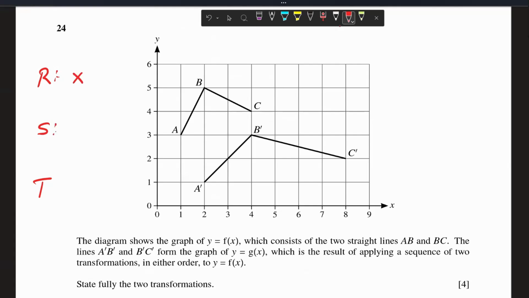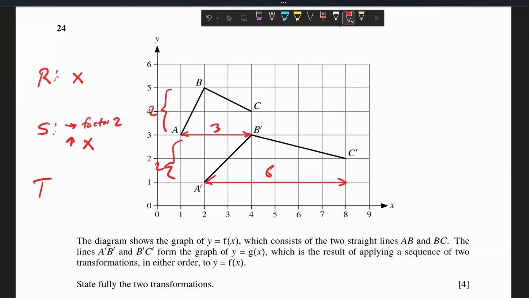And as for the stretches, a horizontal stretch, which is an x stretch, seems to be there, because if you look at the full width horizontally of the original graph between A and C, it is 3 units. Then the full width from A dash to C dash is apparently 6 units. So it's a horizontal stretch of factor 2. Then vertically, the height is 2 units, and the height here is 2 units. So there's no vertical stretch.